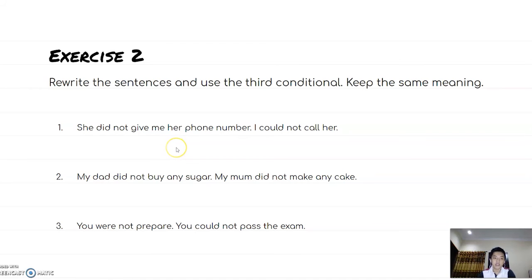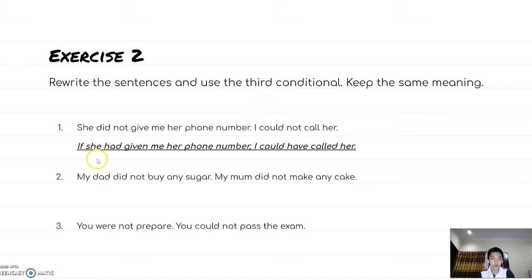Number 1 is, she did not give me her phone number. I could not call her. So the new sentence when we use the third conditional is going to be, if she had given me her phone number, I could have called her.